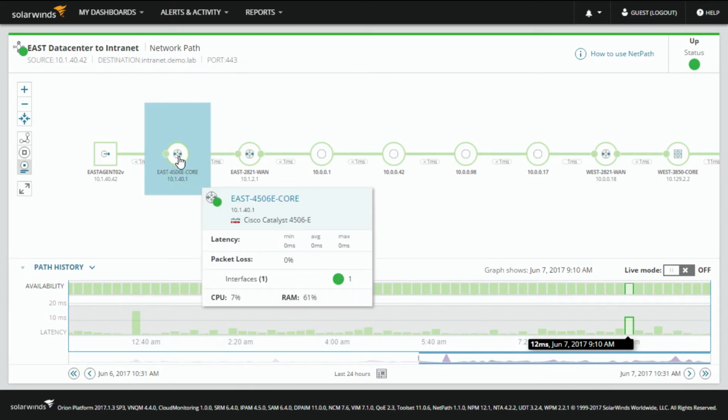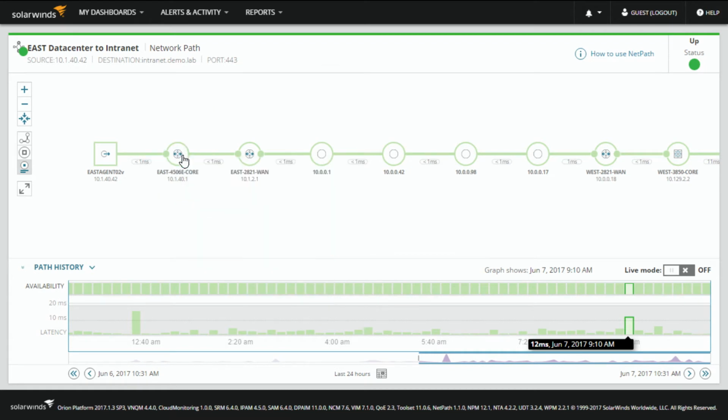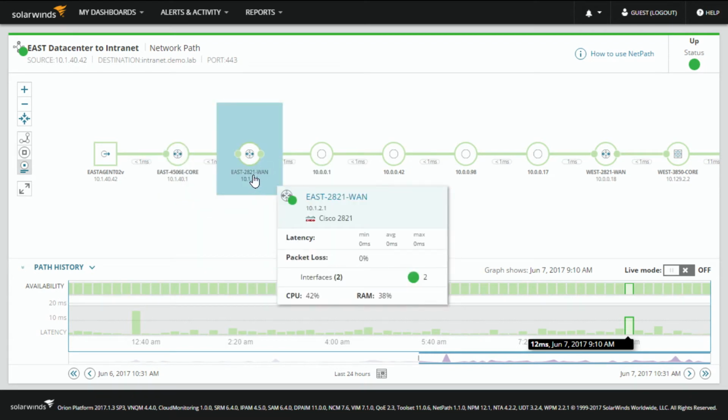I've also got a little router symbol here, so this is doing routing for me. It jumps over to my East 2821 WAN, so already a WAN router. So this is my internal segment right in that chunk. You know that area right there. That is very, very familiar to you. This is my stuff. But then once you go past the WAN.